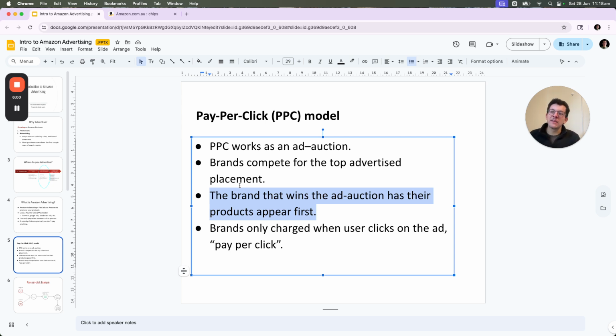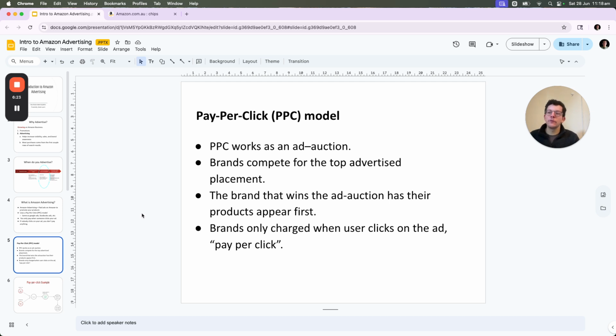The person that bids the highest amount usually wins the auction and gets the car or the house, or in this case, they get the top placement. They get the best ad. Having said that, the brand is only charged when a user clicks on that ad, pay per click.